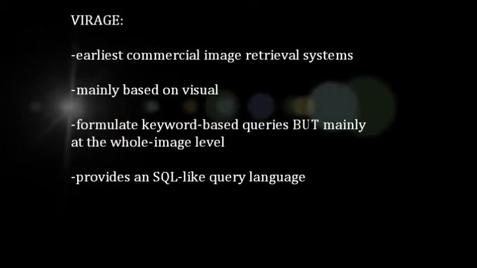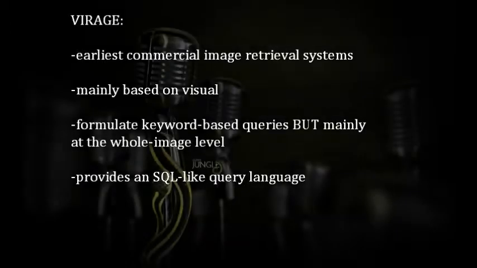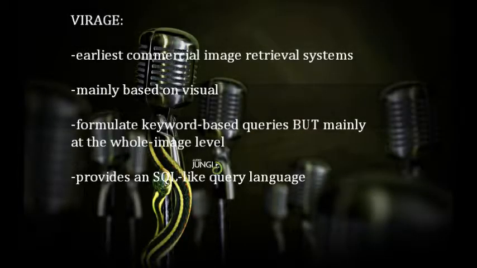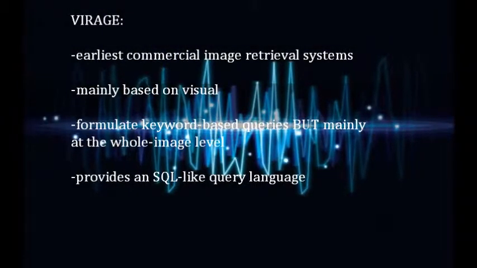Next is Virage. Virage is the earliest commercial image retrieval system, which is mainly based on visual features. It formulates keyword-based queries but mainly at the whole image level. It also provides an SQL-like query language.